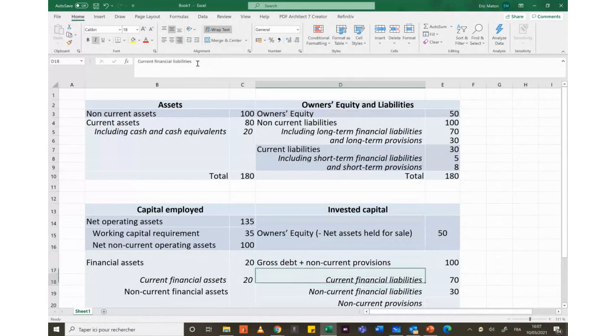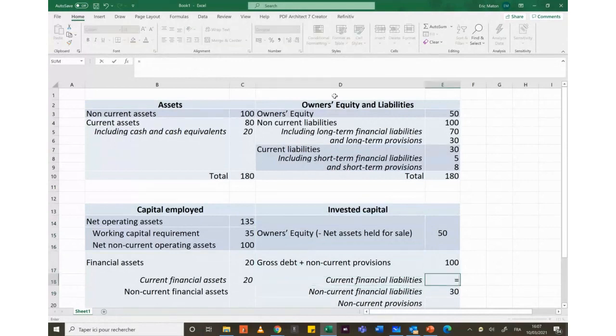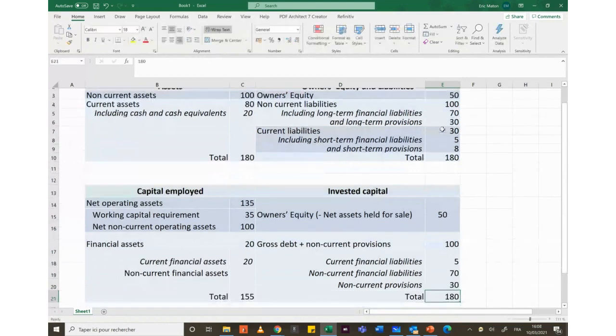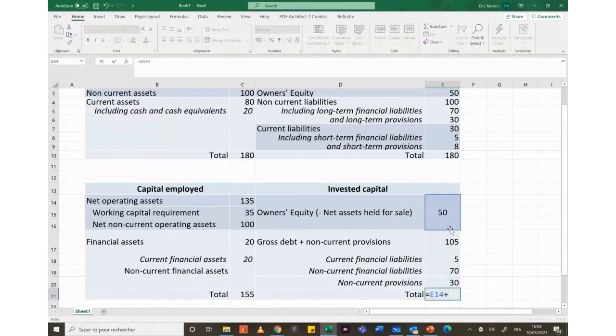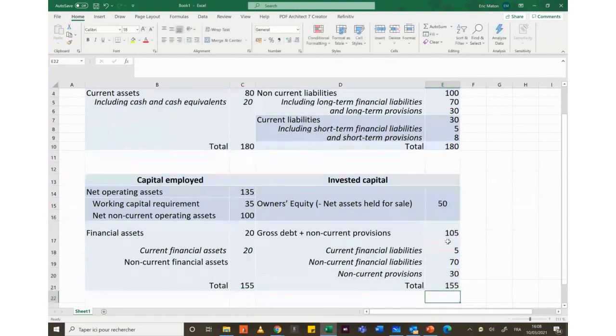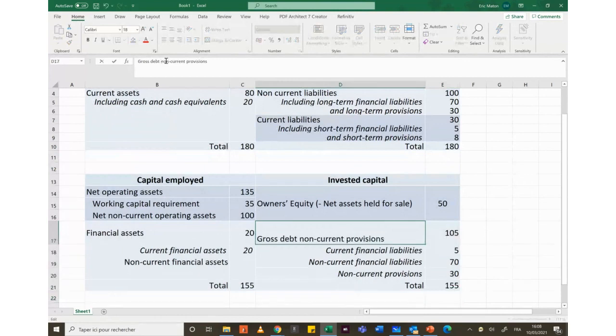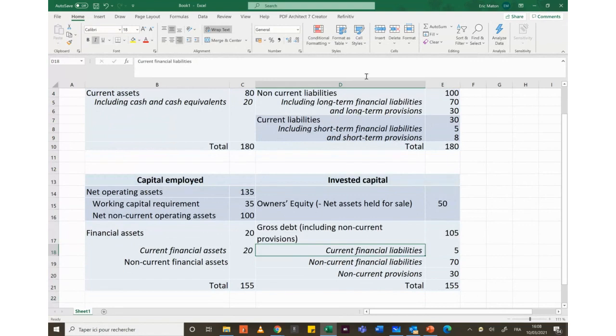In the current financial liabilities, we have the 5. In the non-current financial liabilities, we have the 70. We have the long-term provision 30. So we add all the financial liabilities and the non-current provisions, 105. We add the equity plus the gross debt, including non-current provisions. And now we have again 155.